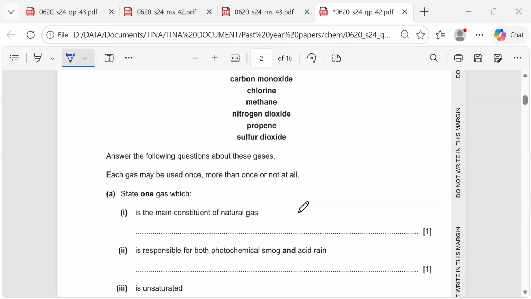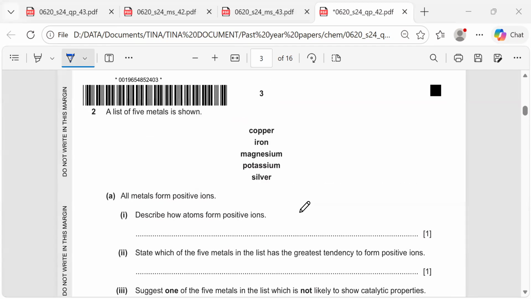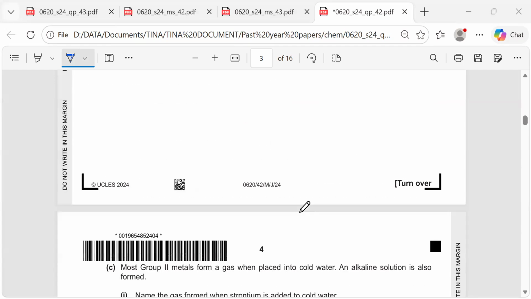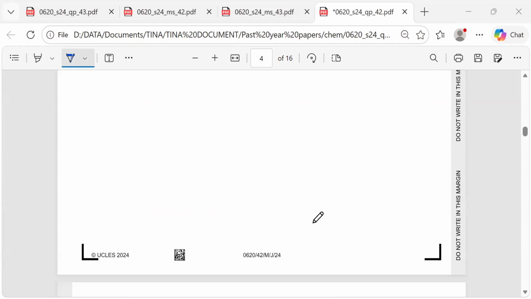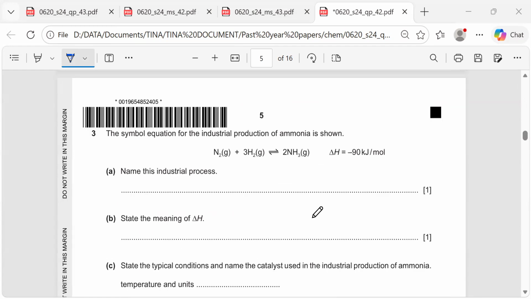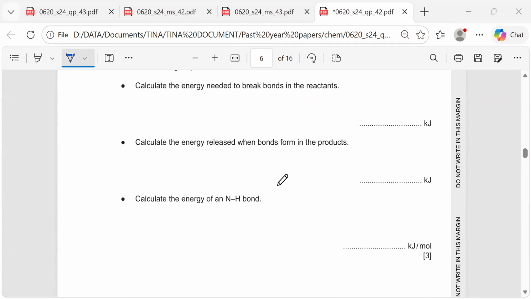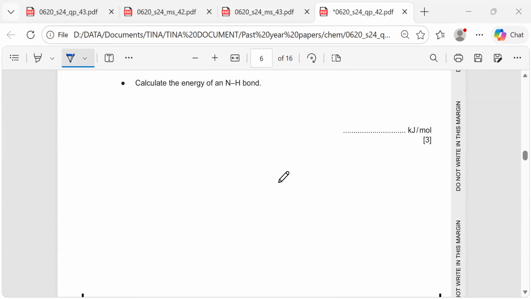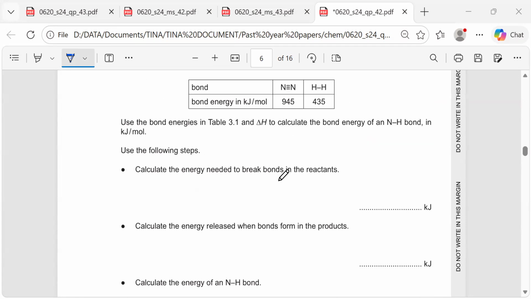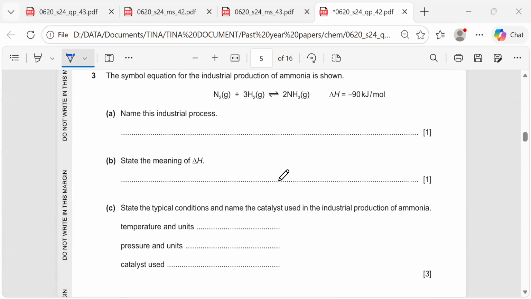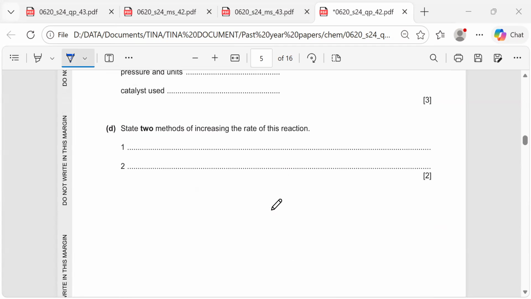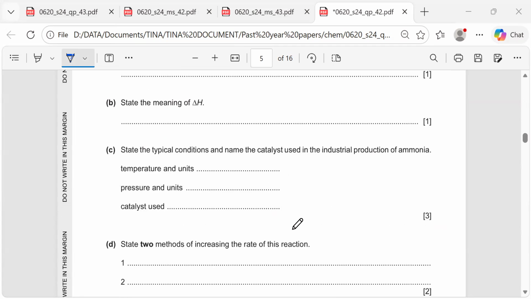Okay, let's look at this. Any problems? Question one and two? No. Question three, okay? Standard questions, so all the calculation all okay? 3D. State two methods of increasing the rate. Increase temperature, increase pressure.